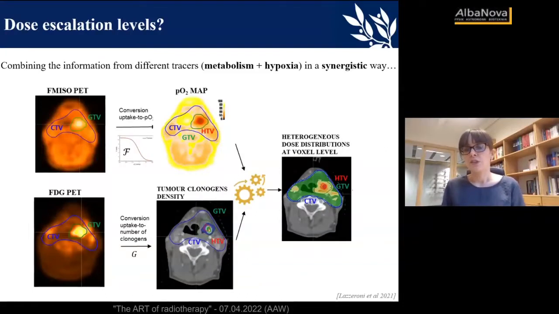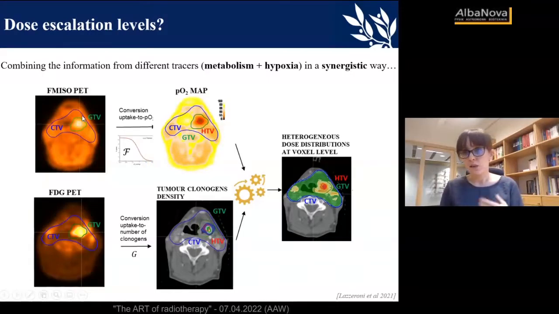This method that I have just described to you in a few steps has been further developed. We have tried to also combine within the model the information coming from other tracers. So in our group we have tried to use, in a synergistic way, so in a combined way, the information which could come from different PET tracers. So not only using the PET tracers to identify different areas of radioresistance given by different biological processes, but rather using them in concomitance in a synergistic way.